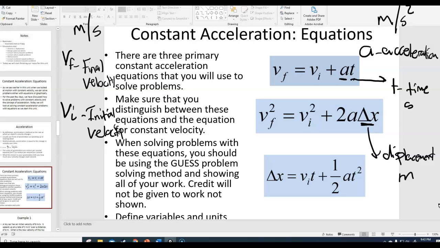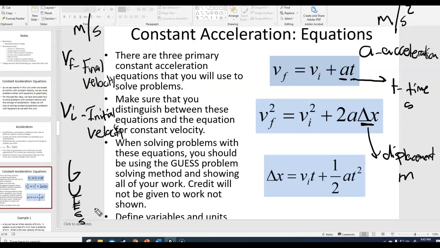Okay, but people always ask me, how do I know what equation to use? You must find the givens and you must find the unknown before you can figure out what equation to use. Okay, that's why it's GUESS. Given and unknown come first. You have to do the given and unknown first.